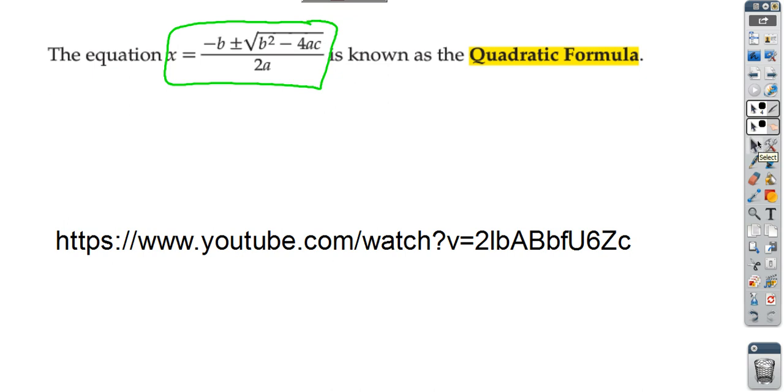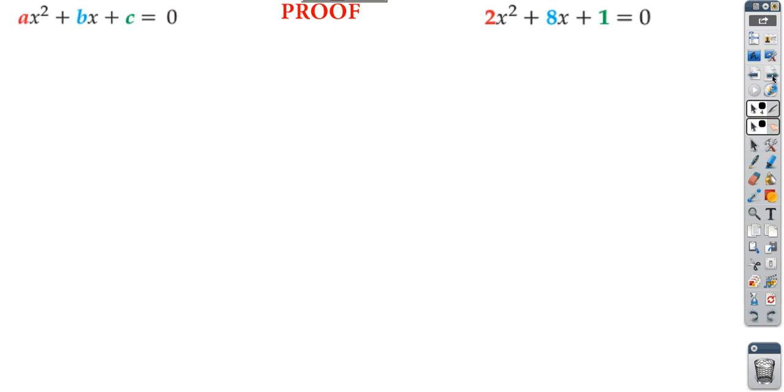So x equals negative b plus or minus the square root of b squared minus 4ac all over 2a. So here is a proof of where that comes from, because it's nice sometimes to know not just what a formula is, but basically where it comes from. So the proof is based on completing the square, which we did in the last section. So on the right side, I'll complete the square on this equation with actual numbers in it, and the left side will do it with the variables.